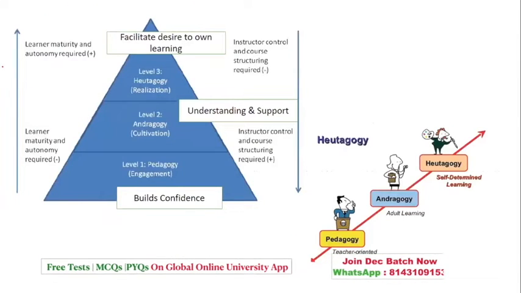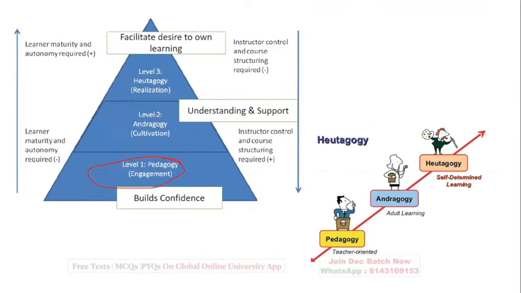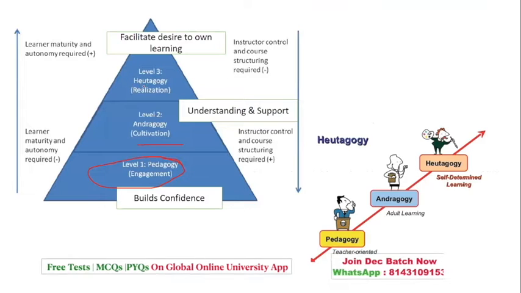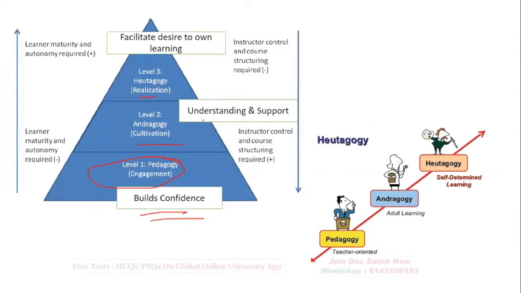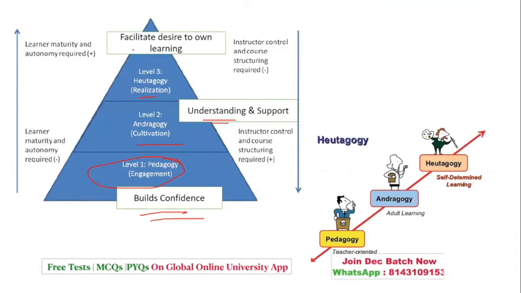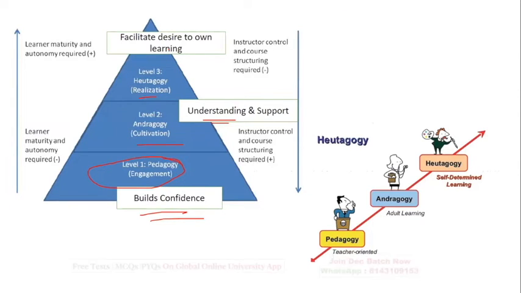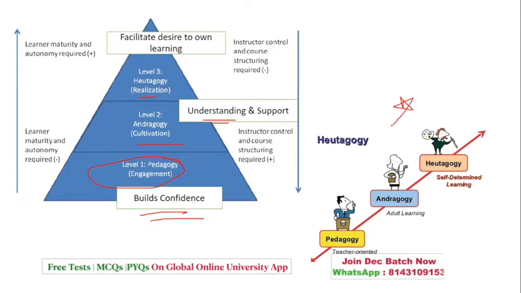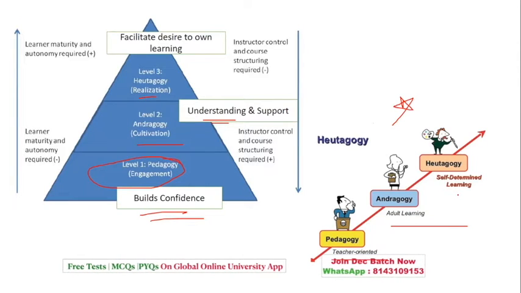Apart from that, we also have some levels, in order. First is pedagogy, that is engagement, next is andragogy, that is cultivation, and next is heutagogy, that is realization. Pedagogy starts by building confidence. Andragogy helps in understanding and support. Heutagogy helps to create a desire to own learning. If we talk about who dictates, pedagogy is ruled by the teacher, andragogy by the adult himself, and heutagogy by self determination.